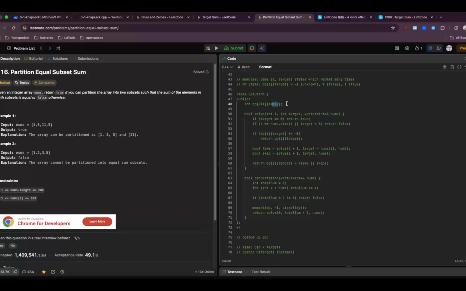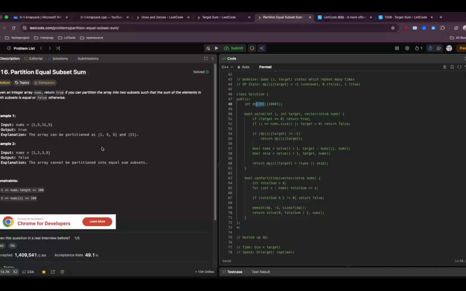Also, one more thing: rather than taking this, we could have taken a direct vector of int and initialized it with the nums. In that scenario, we would initialize with nums.size, and that will take care of this.